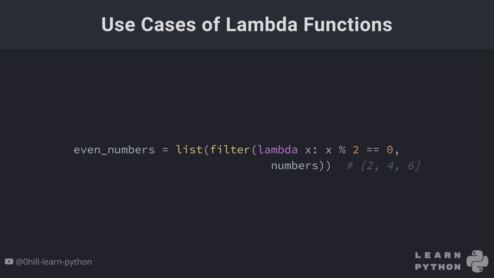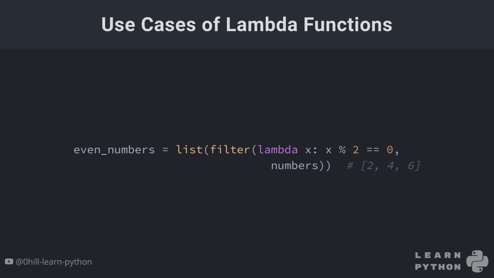Lambda functions are commonly used in various scenarios where short, throwaway functions are required. Here are some typical use cases. 1. Filter data. Use a lambda function with the filter function to filter values in an iterable. 2. Transform data. Use a lambda function with the map function to apply a transformation to each item in an iterable. 3. Sort data. Use a lambda function as a key for sorting lists. 4. Data frame operations in pandas.